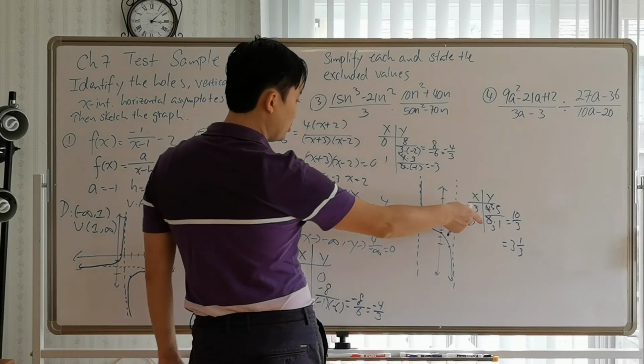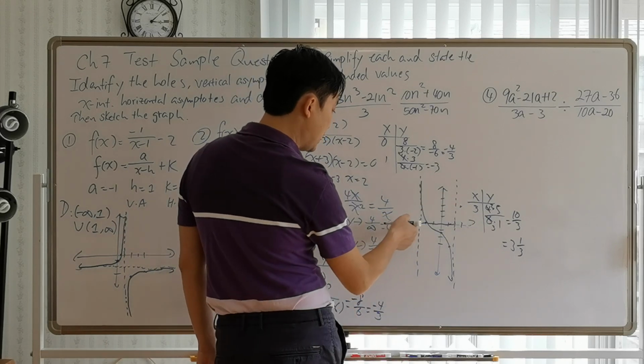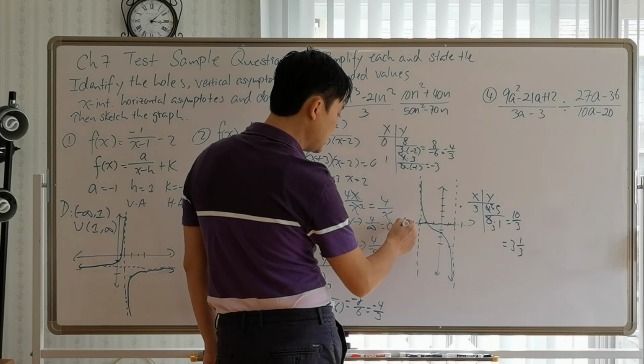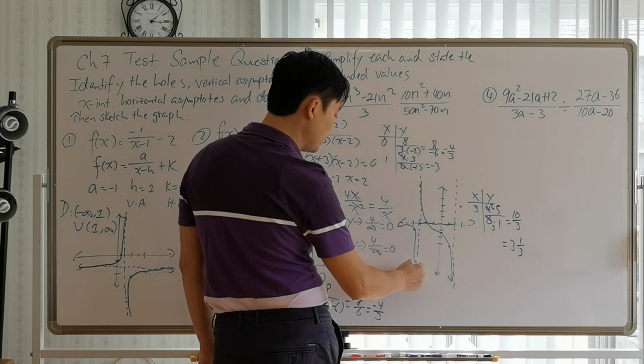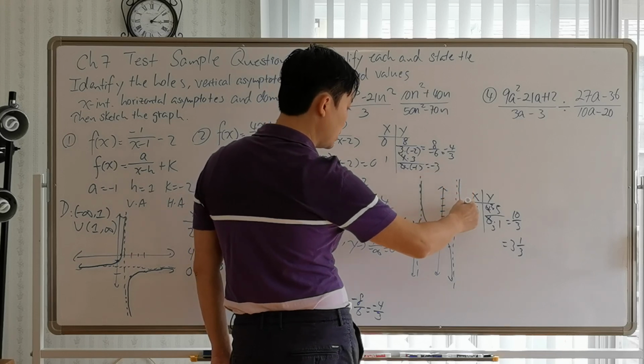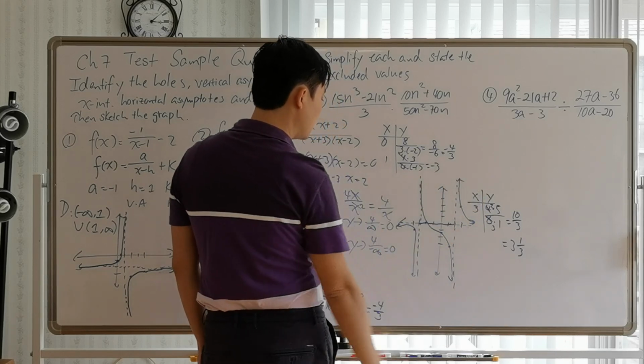I mean, you can get some more points down here as well, but we do know that this one is getting closer and closer to the horizontal asymptote. So for this side of the graph, it's going to be like this. And then the other side of the graph here, decline, like that.